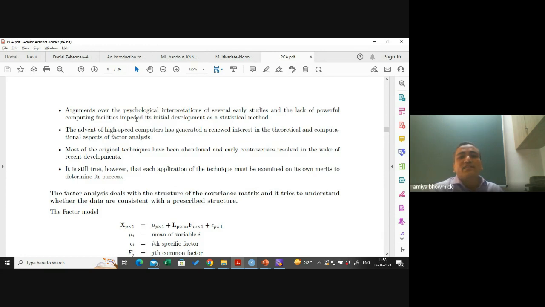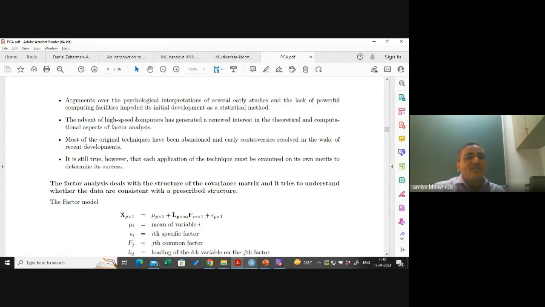Most of the original techniques that were abandoned in early controversies are resolved now, and now it is a valid method. But it is still true, however, that each application of the technique must be examined on its own merits to determine its success. As you observe, in the domain you are dealing with, you cannot just say anything. We should not always accept what our algorithm is giving, because in statistics the domain we are dealing with must go with the same logic as the domain. So that's why domain knowledge is very important.